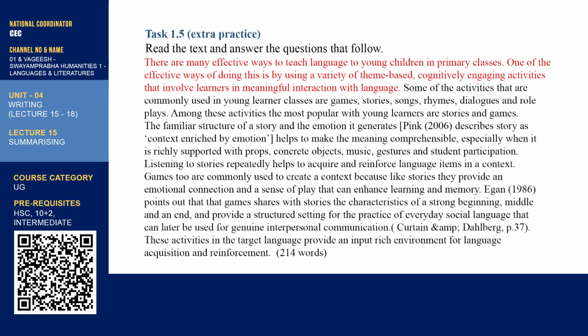Now, if you look at the text carefully, the main idea is in the first sentence. It says, there are effective ways to teach young learners English in primary classes, and context plays a very important role here. And one of the ways in which we can do it is by using theme-based, cognitively engaging tasks and activities which involve learners in meaningful interaction with language. And that is really the main focus of this text, the main idea.